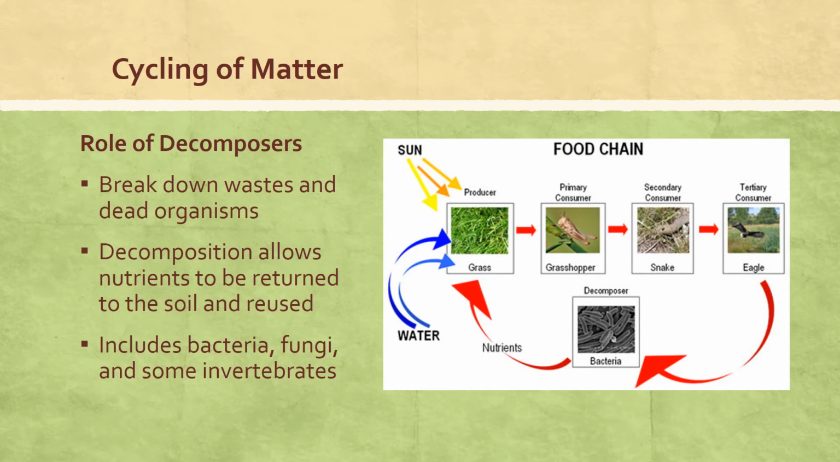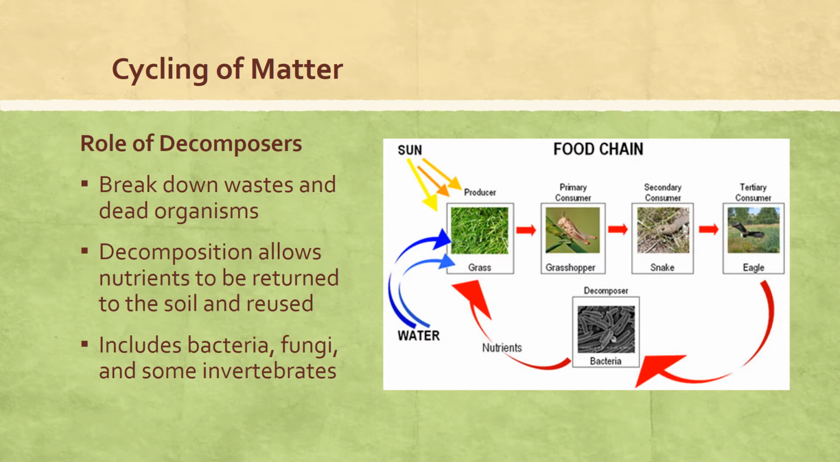The cycling of matter. So after we get to those tertiary consumers, what happens to them? Well, they die eventually, and they have wastes. And all those things have to be broken down. They're broken down by what are called decomposers. Decomposers break down wastes and dead organisms, and that returns nutrients to the soil.